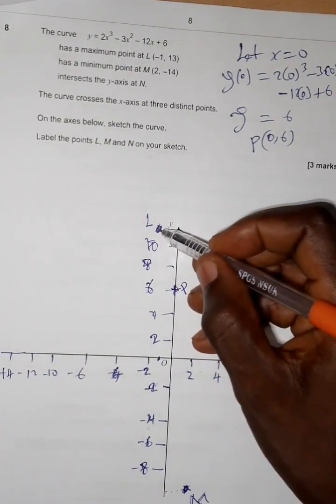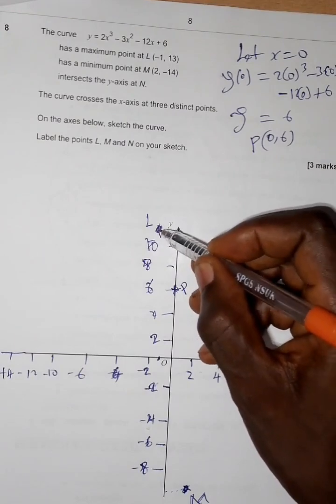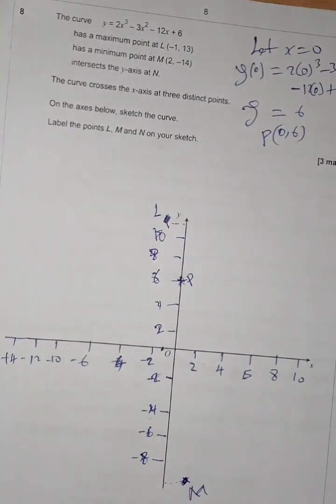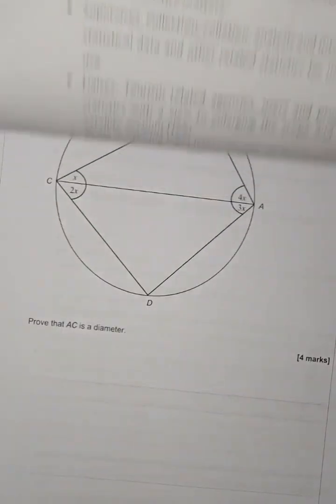So we can sketch this one. Okay, we'll label it L, P, and M. So the next question.